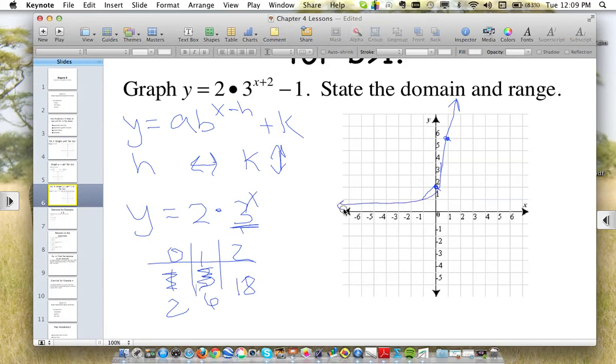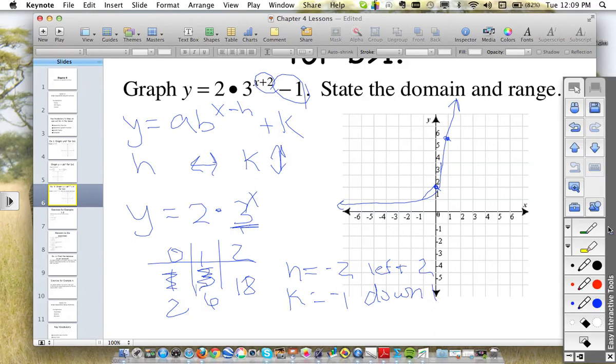Okay, so that's the normal graph, but we have an h and a k here. So let's figure out what h is equal to. So h is -2, and k is equal to -1. So h equaling -2 means left 2 units. And k equaling -1 means down 1 unit.